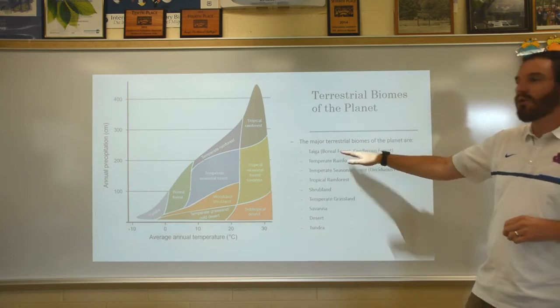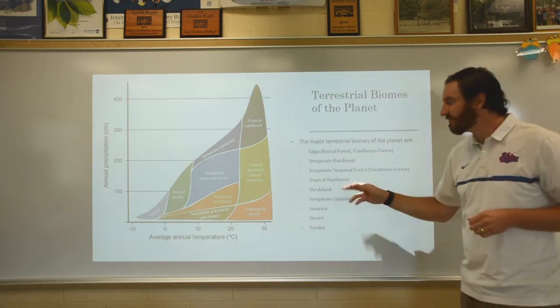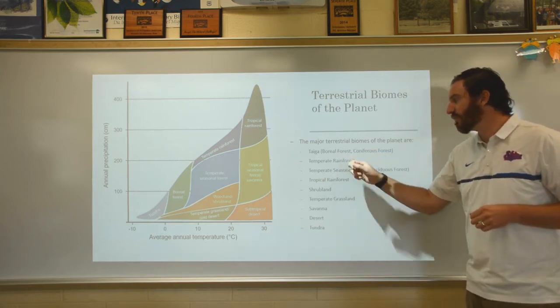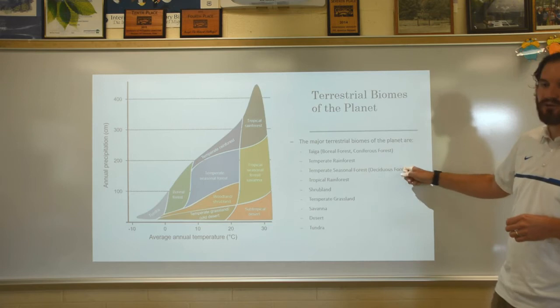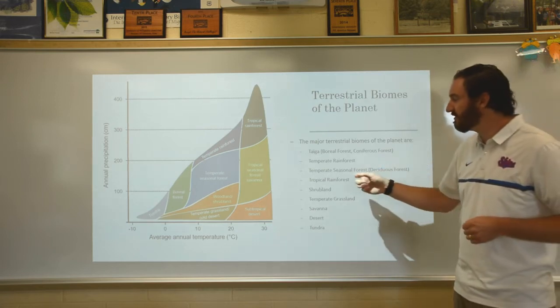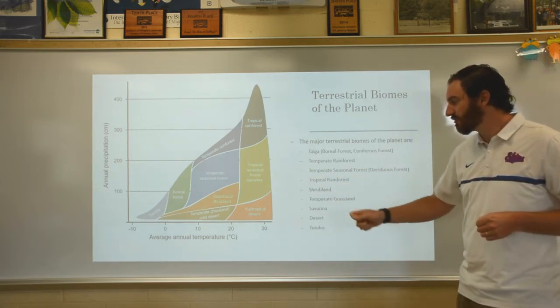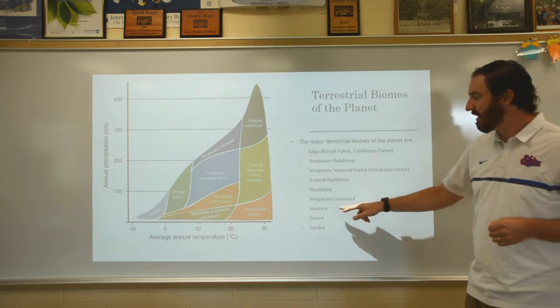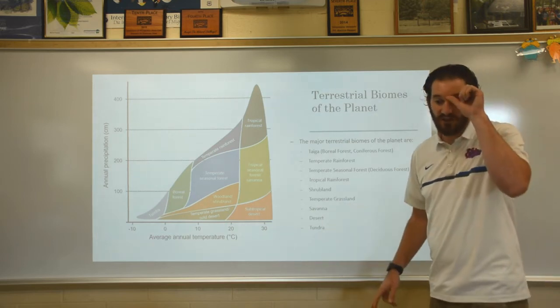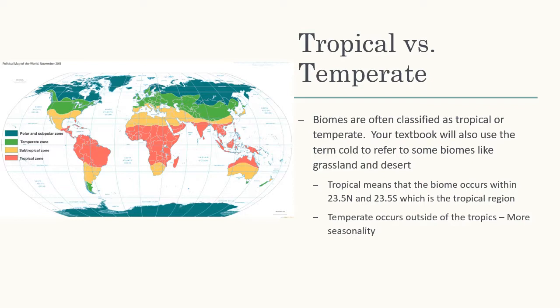Taiga, also known as the boreal forest or the coniferous forest. Temperate rainforest, temperate seasonal forest, which is commonly referred to as the deciduous forest, tropical rainforest, shrubland, temperate grassland, savanna, desert, tundra. So let's talk first about tropical versus temperate. What does it mean to be tropical? What does it mean to be temperate?